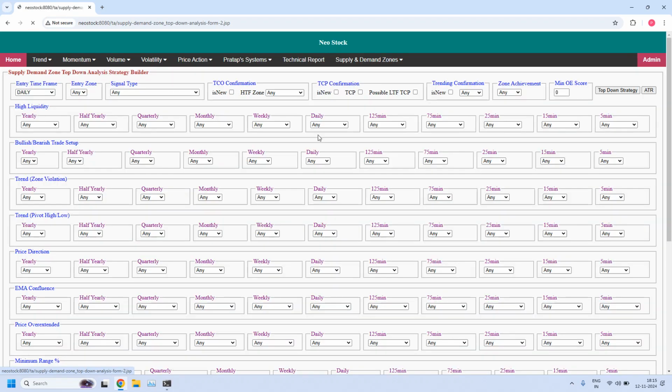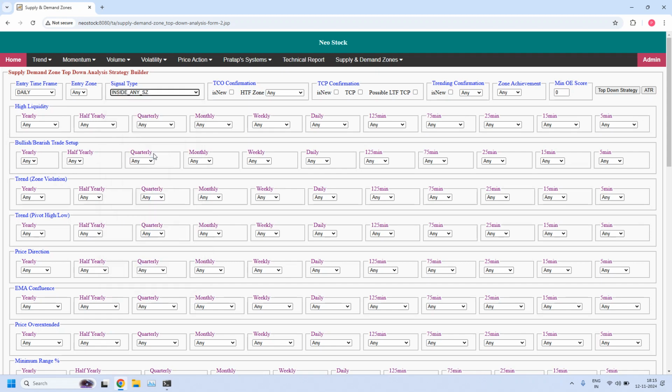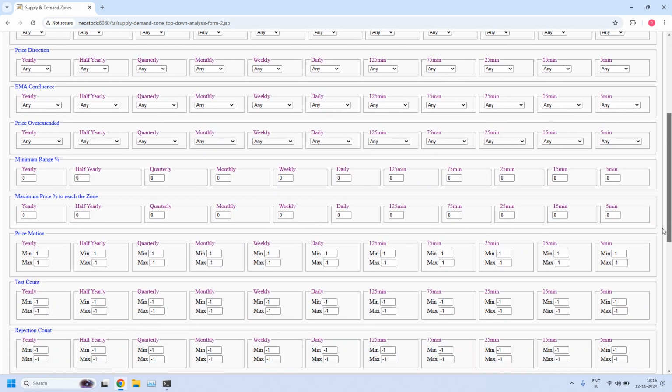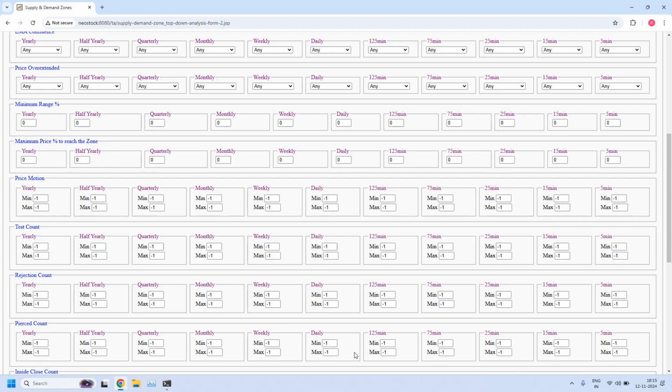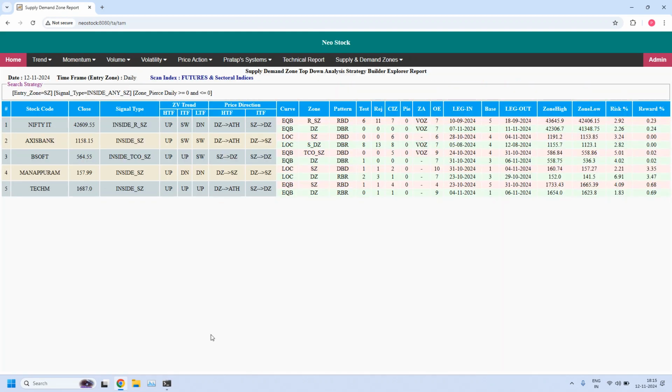Okay, next for daily time frame, let us find the stocks where price closed inside the daily supply zone. And these daily supply zones should not be pierced. So in the pierced count at daily time frame, I am setting minimum value 0, maximum value 0. So we don't get pierced supply zones. We got 5 stocks.